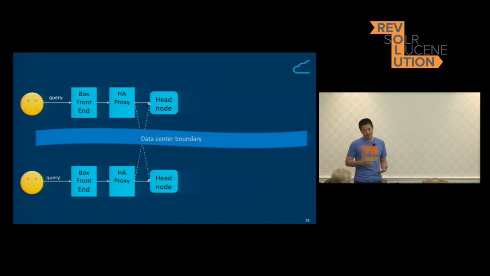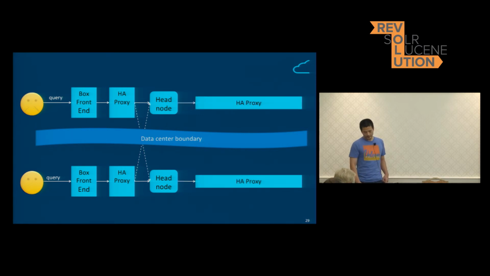So instead of sending to the head node directly, it goes to an S3 proxy, which will choose the local head node in most cases. But in case it's down, it will send the request to the remote head node in a remote data center. So the role of the head node is basically to fan out the queries to all the shards, aggregate the shard responses, and then send back the response to the front end.